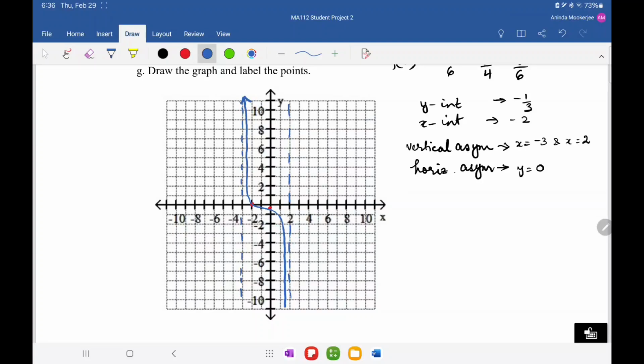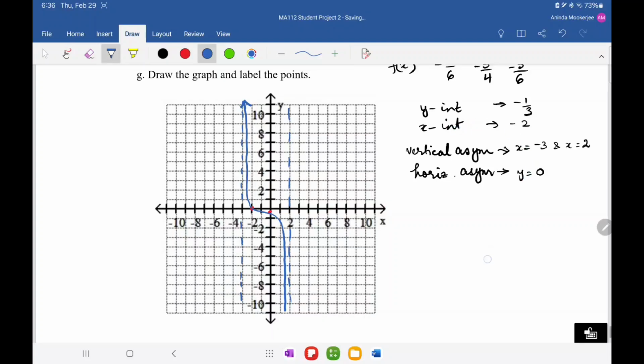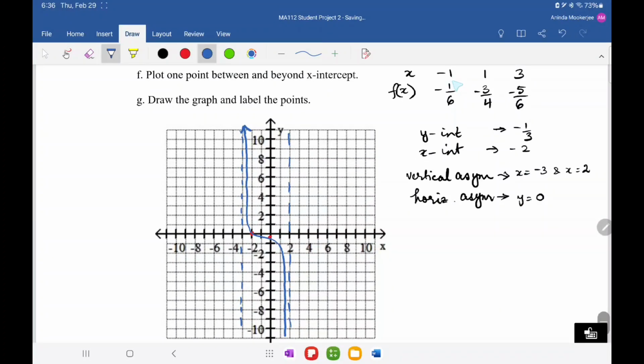And then we have the other points. You may want to draw the other points also. When x is -1, y is -1/6. So it'll be somewhere here. All right. And then 1/6 should be here somewhere. And when x is +1, it's -3/4, which should have been somewhere here.